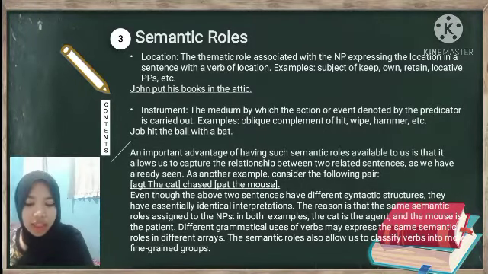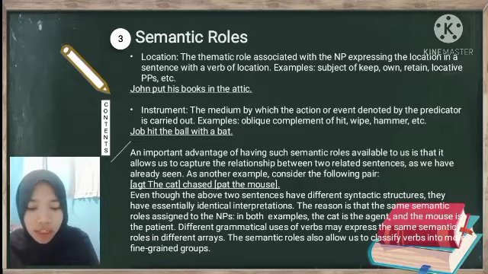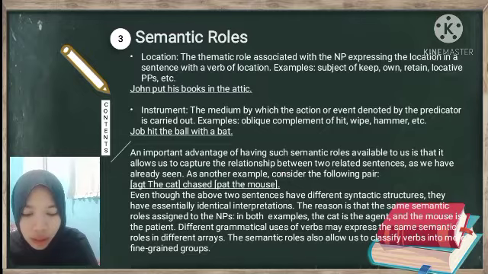The last one is instrument. Instrument is the medium by which the action or event denoted by the predicator is carried out. Examples are the oblique complement of hit, wipe, hammer, and etc. The example sentence is: John hit the ball with a bat.